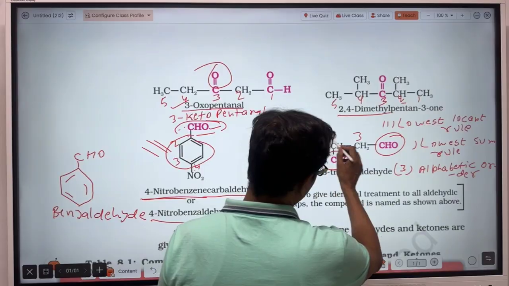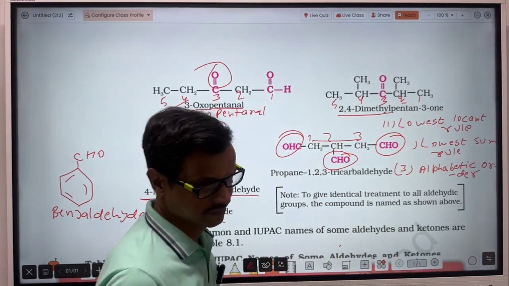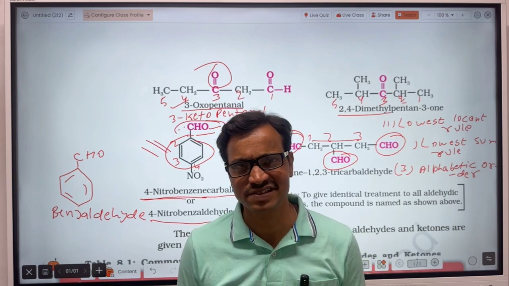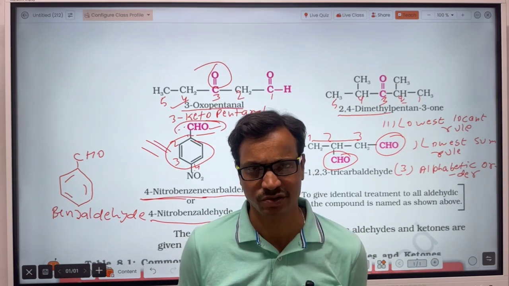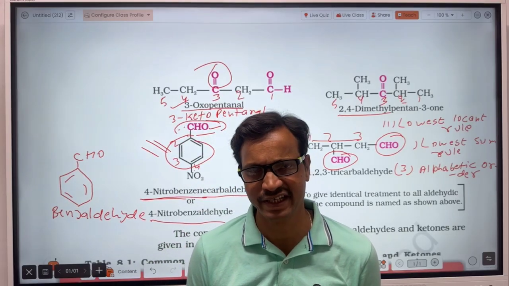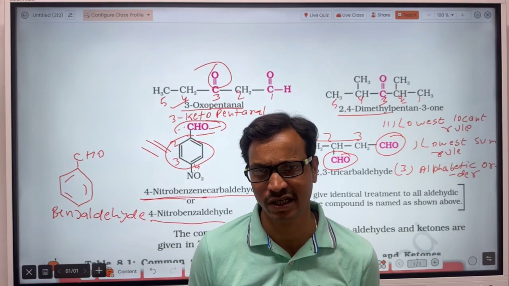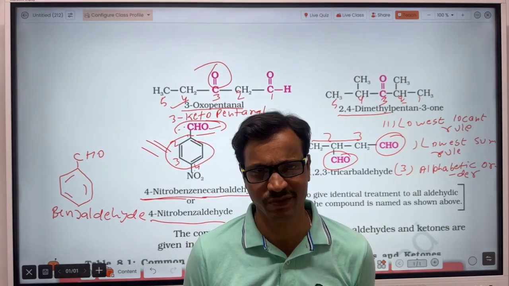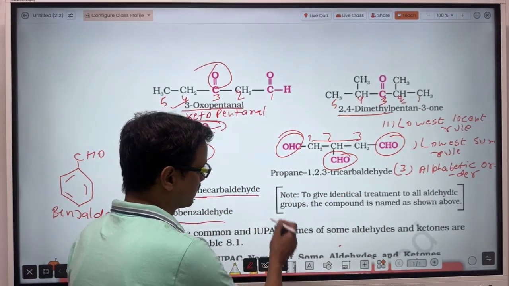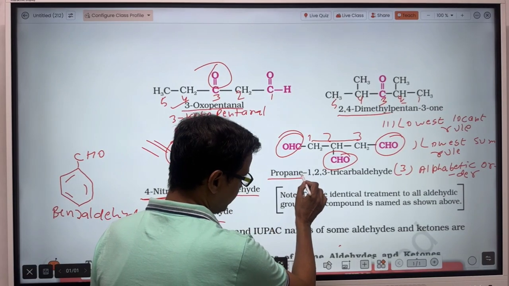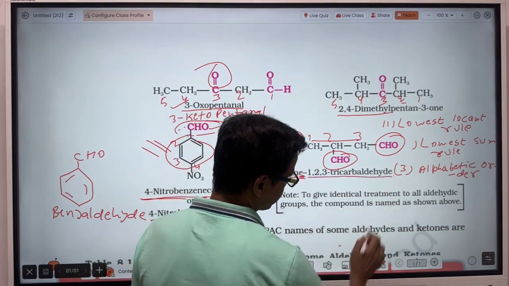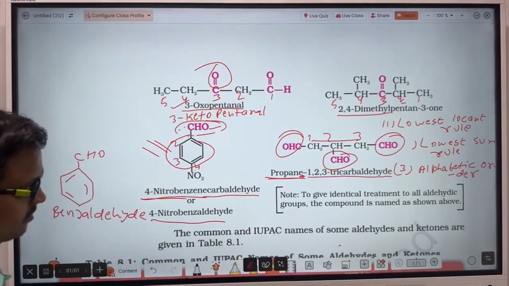So we will write propane. It is tricarbaldehyde, and when we write tricarbaldehyde, the first letter of the suffix is a consonant, not a vowel. That's why the E will be retained, so in propane the E has been retained. That's why it is written propane-1,2,3-tricarbaldehyde.